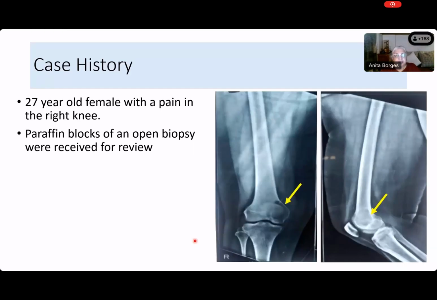Come on now, who's going to take this? Prayas, come on. We've had all the ladies answering now. It's a 27-year-old female with pain in the right knee, and the paraffin block of an open biopsy was received for the review. Excellent. Okay. So now describe this, Prayas.